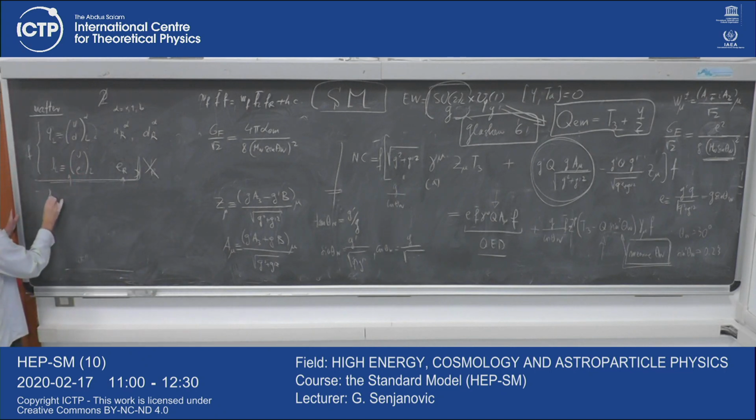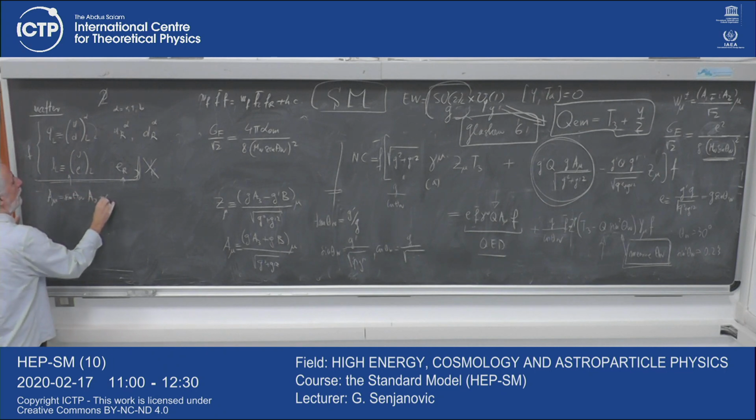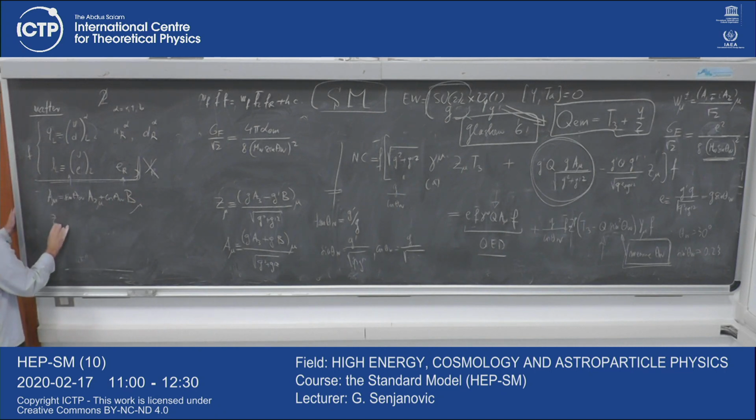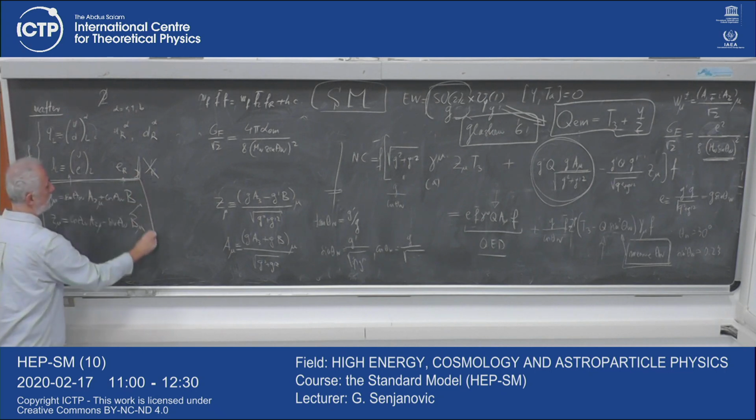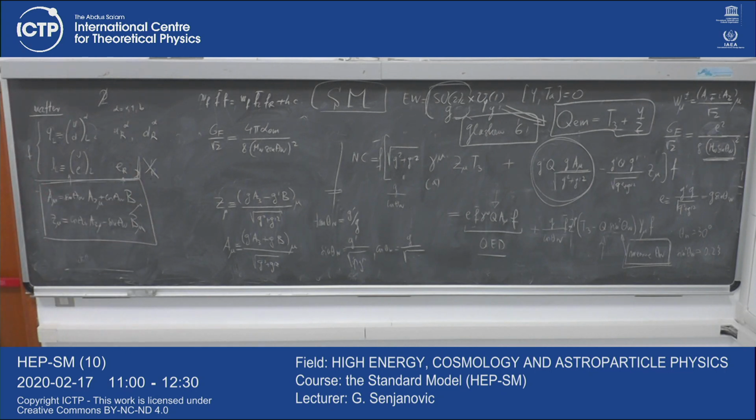So let's write this formula. A_mu is sine theta_W A3 plus cosine theta_W V. And Z_mu is what? It's cosine theta_W A3 minus sine theta_W, the other guy. These are the physical states. This guy is apparently massless. Well, I can't say anything about that. And this guy apparently is massive. I cannot say anything about that.